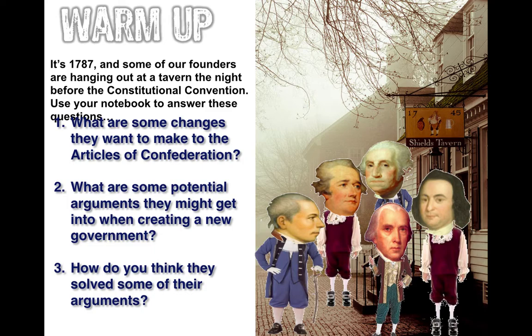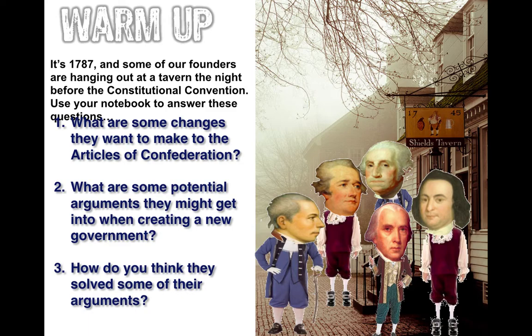So these are just some questions to start thinking about. It's 1787. Some of our founders are hanging out at a tavern the night before the Constitutional Convention. Use your notebook to answer these questions. What are some changes they want to make to the Articles of Confederation? Think about things like taxation, shared power between states and the federal government, the ability to enforce laws, settling disputes between states, that kind of stuff.